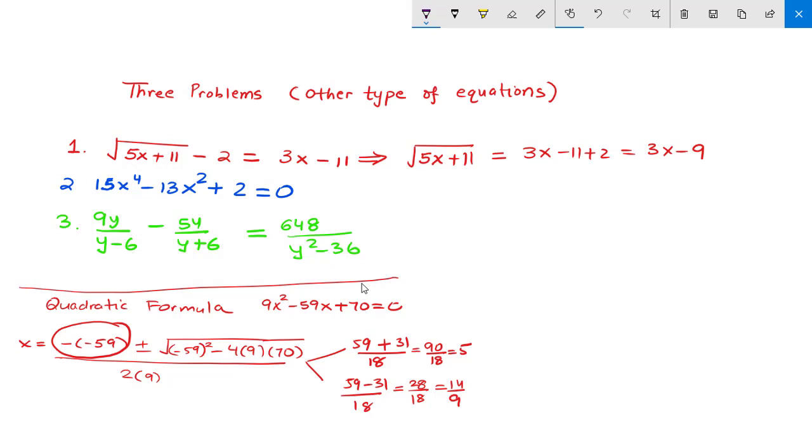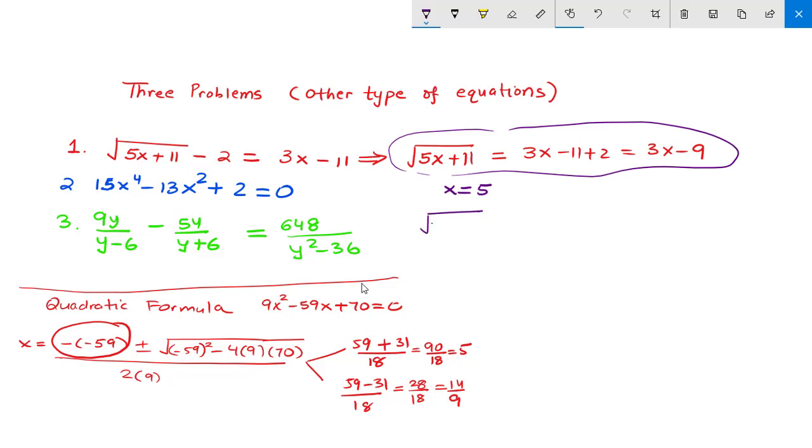Let's check my x equals 5 first. For x equals 5, I plug into either the original equation or the equation right here, which is the square root of 5x plus 11. So, square root of 5 times 5 plus 11, is it equal to 3 times 5 minus 9? 5 times 5 is 25 plus 11, so radical 36. Is it equal to 15 minus 9, which is 6? And that's correct, right? So 5 is a solution.